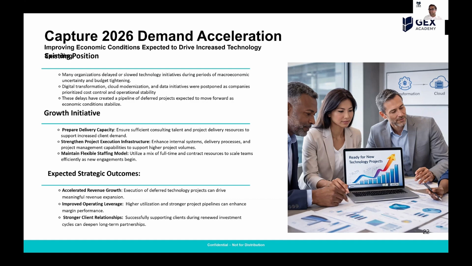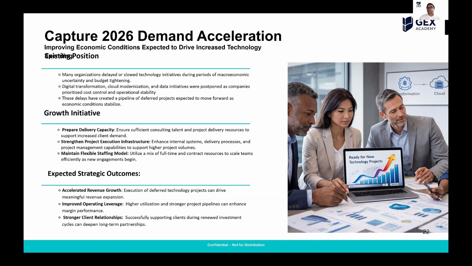So if utilization rates increase and project pipelines become stronger, a larger portion of incremental revenue may flow through to profitability, right? Because portions of the company's infrastructure is already in place. The third is stronger client relationships, right? So organizations that successfully support customers during periods of increased investments often deepen those relationships and create opportunities for future engagement, right?